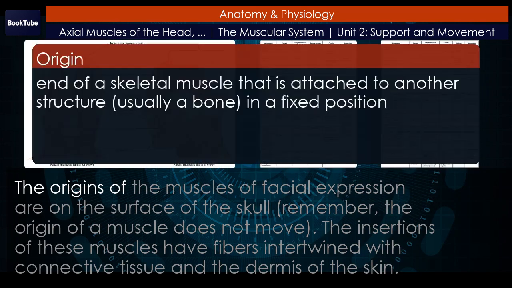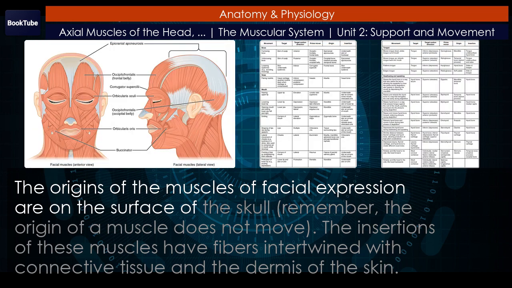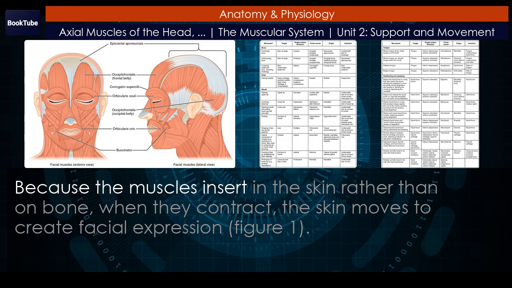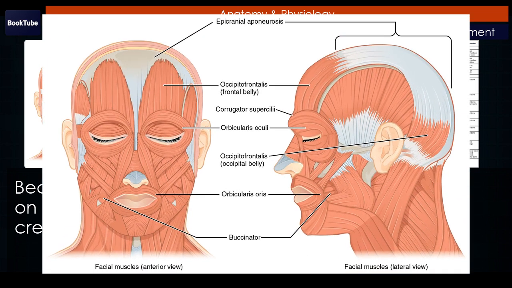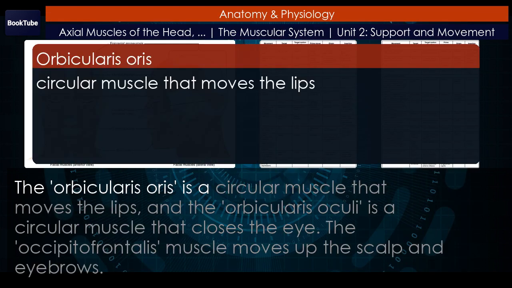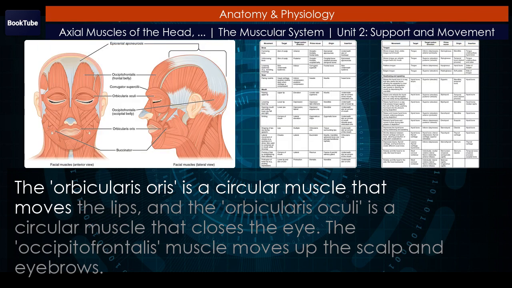The origins of the muscles of facial expression are on the surface of the skull. Remember, the origin of a muscle does not move. The insertions of these muscles have fibers intertwined with connective tissue and the dermis of the skin. Because the muscles insert in the skin rather than on bone, when they contract, the skin moves to create facial expression. Figure 1. The orbicularis oris is a circular muscle that moves the lips.